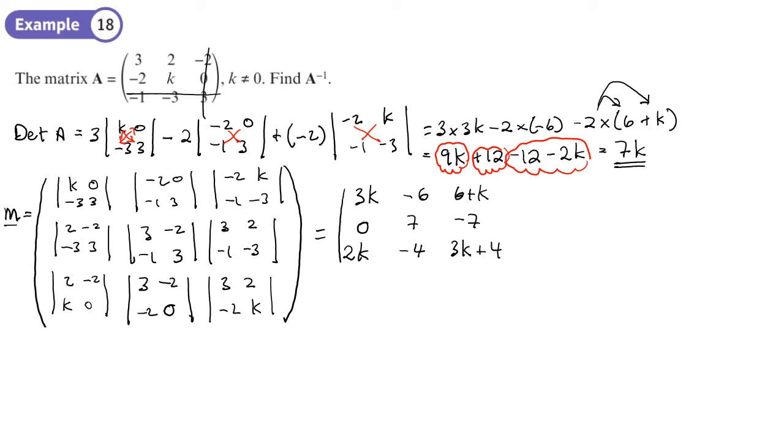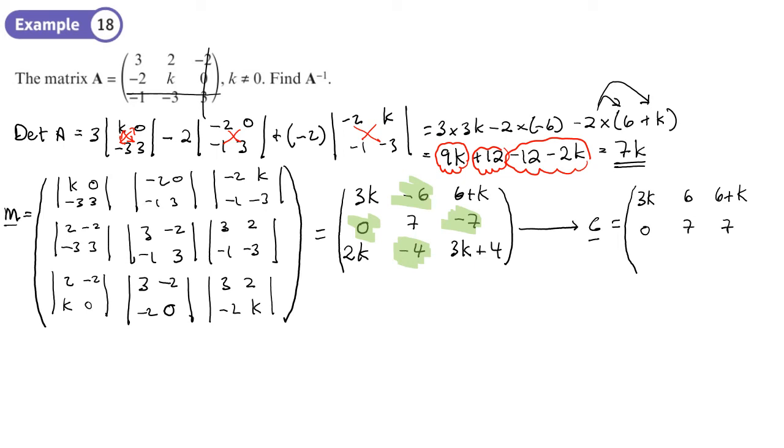Okay, so there's my m. From there, I'm going to find c, so that's the cofactors. So I only need to reverse the signs of this one, this one, this one, and this one. Obviously the zero's not going to make any difference when I reverse its sign. So that's 3k, 6 plus k, 0, 7, 7, 2k, 4, 3k plus 4.